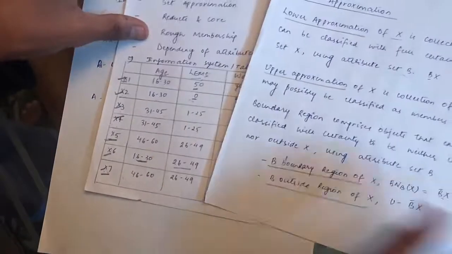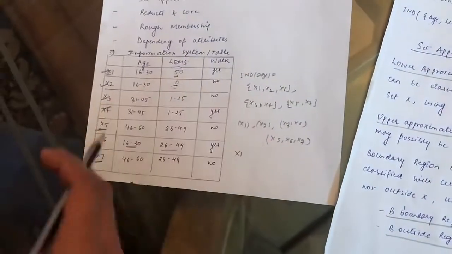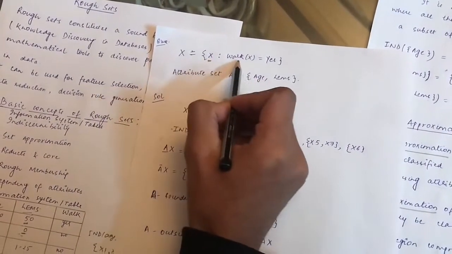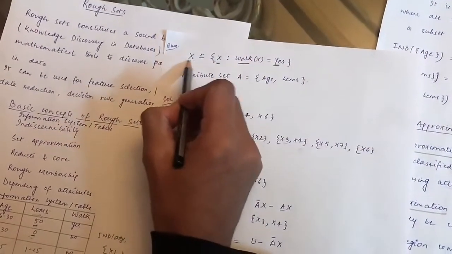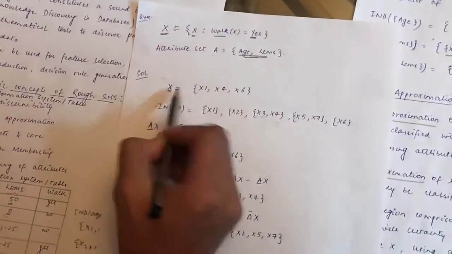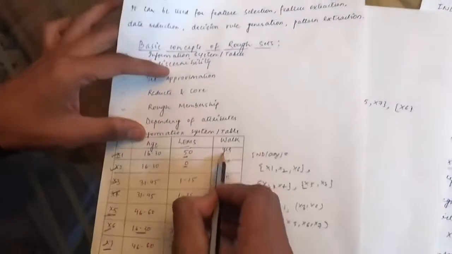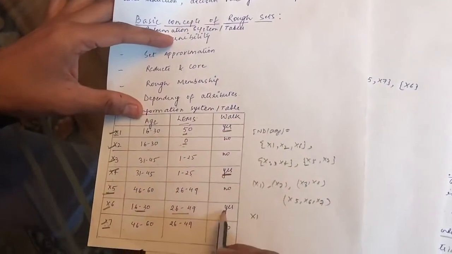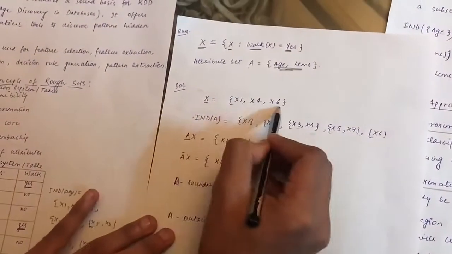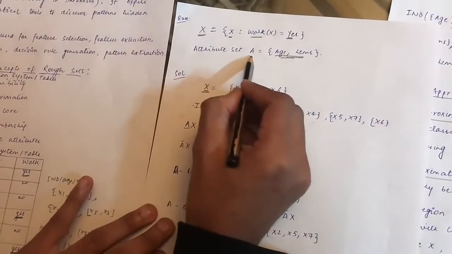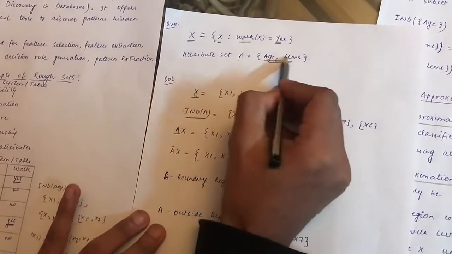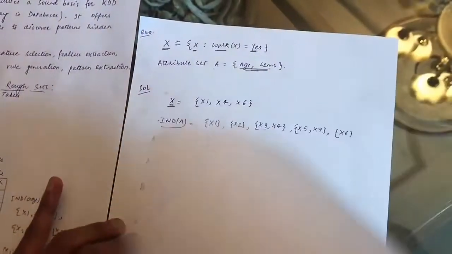So for example, if in the same question you are given the target set X as X equal to all values of x for which walk is yes. Okay, and this is the target set, and the attribute set A is age comma lengths. So X will include x1, x4 and x6, since it is yes for x1, x4, x6. So we write X equals x1, x4, x6. And for the attribute set A, we find out the indiscriminability. So indiscriminability of A, that is age comma lengths, will be same as we have found out earlier.